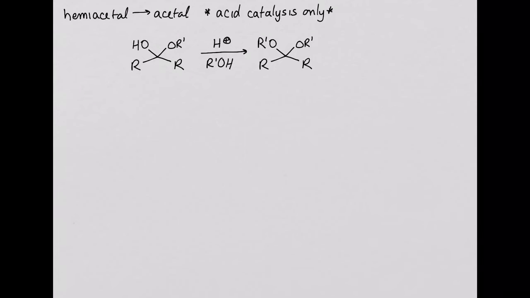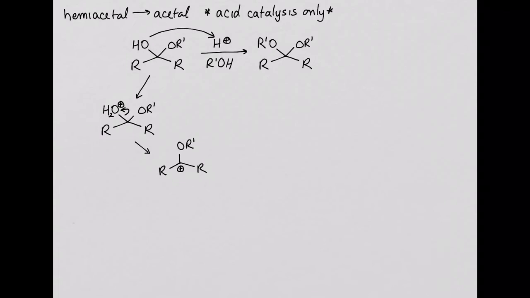Just like the first step of hemiacetal formation, the first step of acetal formation is protonation. We want to replace the hydroxyl group with the alcohol. Therefore, we want the hydroxyl group to leave, and so this is the group we protonate in order to make it a better leaving group. Once we make the better leaving group, it leaves, forming a carbocation. This carbocation is resonance stabilized.